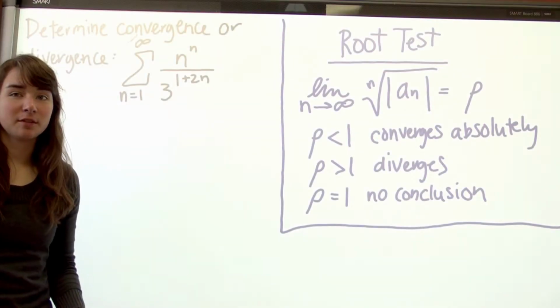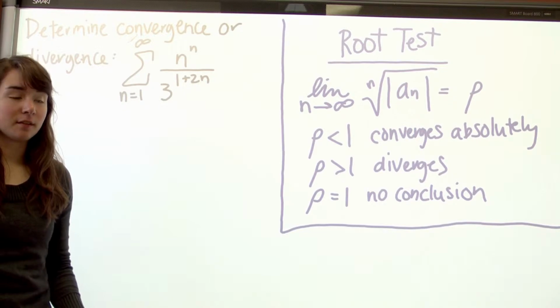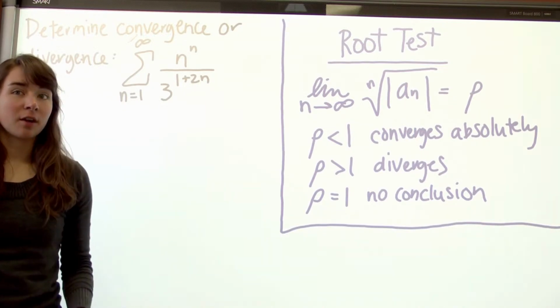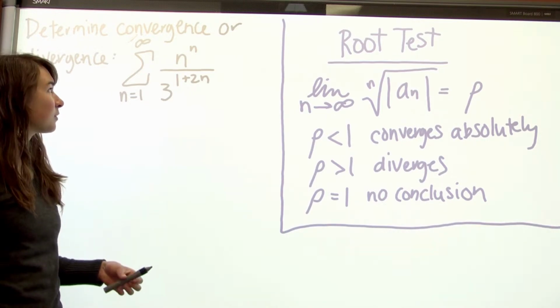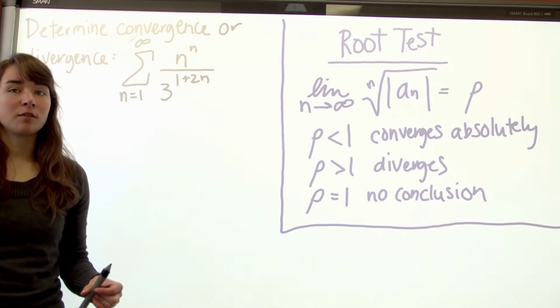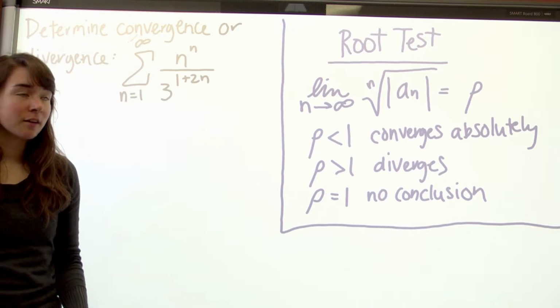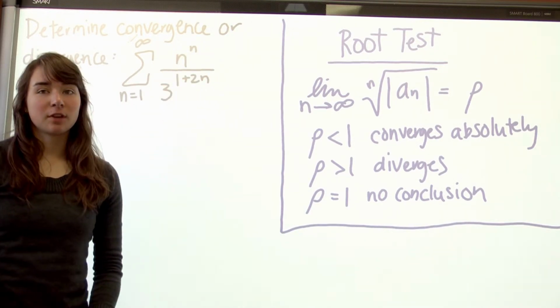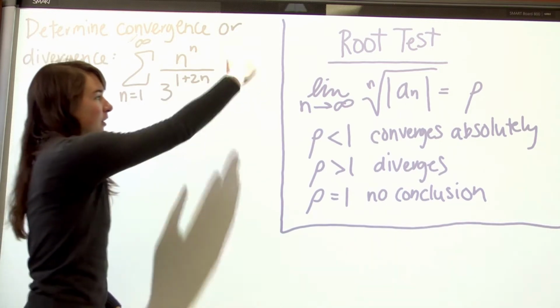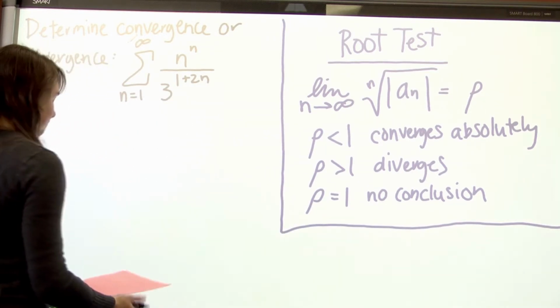This week we're going to continue with series. So we're going to look at an example of root test. We have the sum from n equals 1 to infinity of n to the n over 3 to the 1 plus 2n. And because of this exponent right here, we know that we're going to want to use root test. So we have root test over here, just so we can look at it.